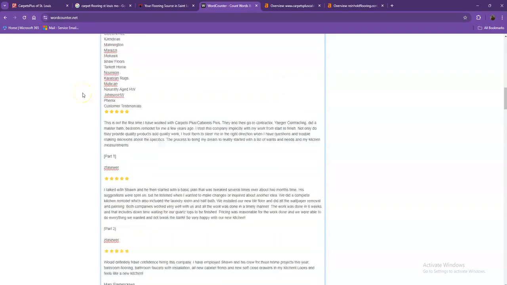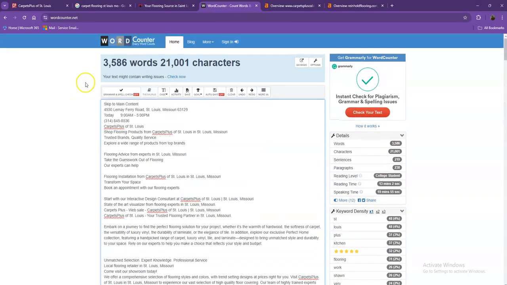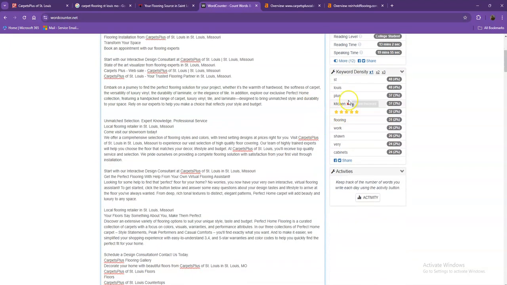All right, so currently you have, wow, okay. You have 3,586 words, which is a perfect number. So you've already tripled the goal of 1,500, which means your website is already being considered by Google as a trustworthy website.